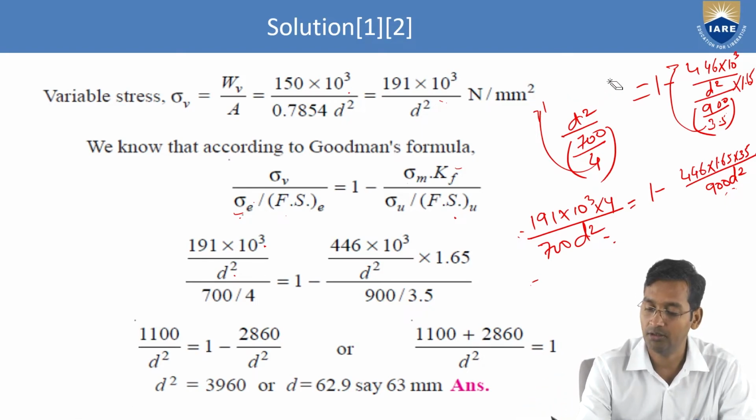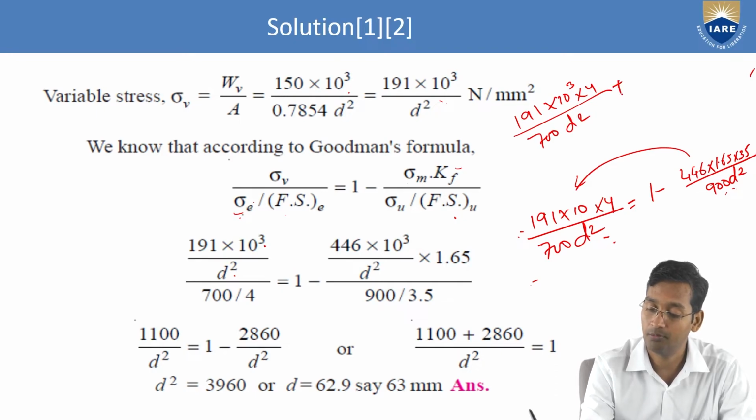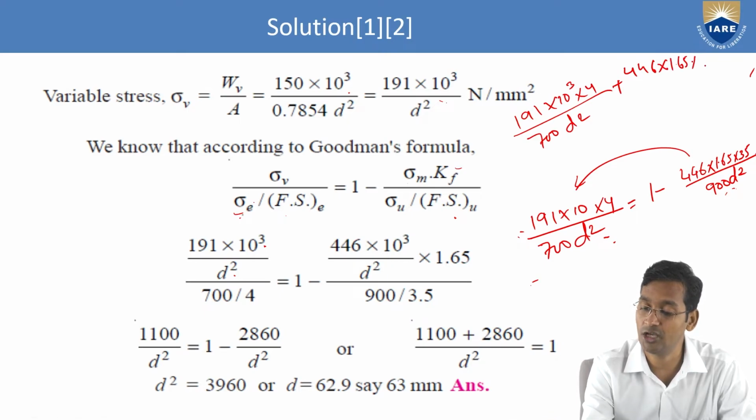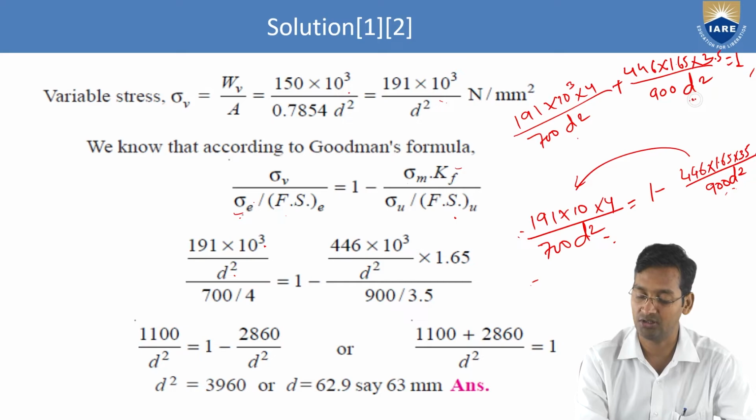Okay, so I'm writing here, right? So I'm taking this to this side. So 191 into 10 to the power 3 into 4 divided by 700 d square plus 446 into 1.65 into 3.5 divided by 900 d square. This is equal to what? Now we can take d square common, because this both is there, right?